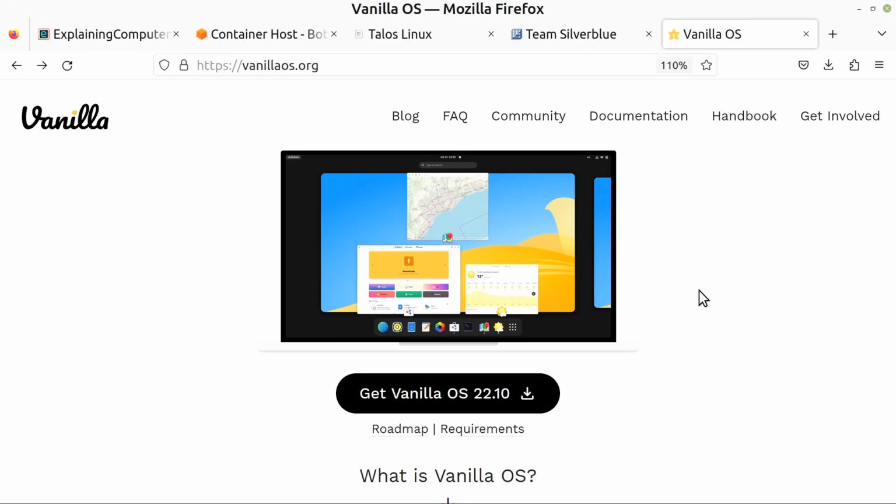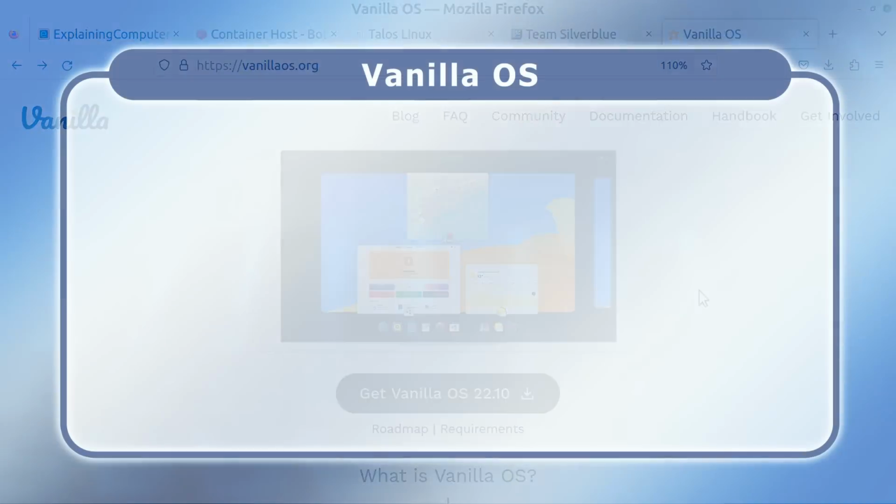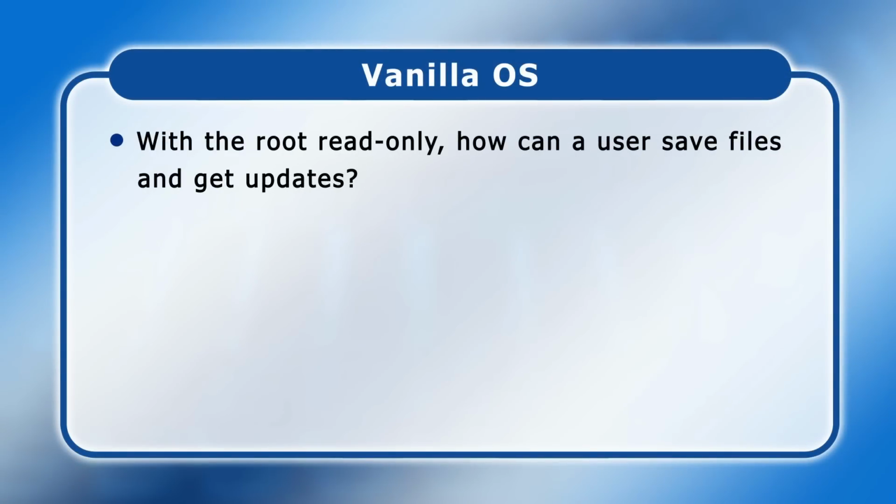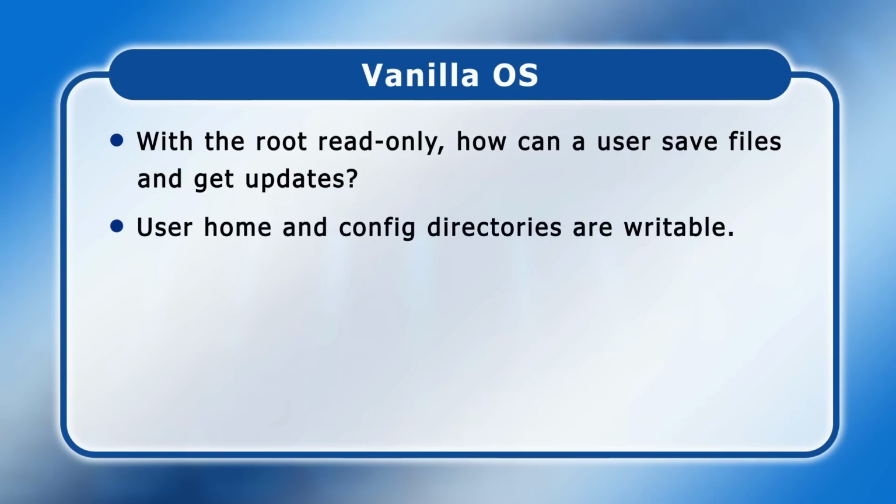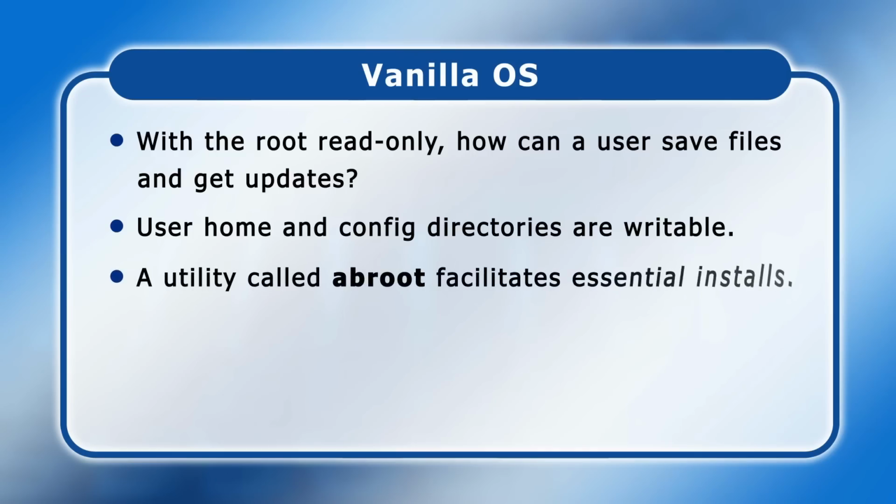Whilst the idea of an immutable OS may be appealing, it also presents some practical challenges, not least with the Linux root directory in Vanilla OS set to read-only, how could a user save files and get updates? Well, to answer the first question, a few paths, including the user home and configuration directories, are still writable. Meanwhile, a utility called ABRoot facilitates updates and other essential installs.